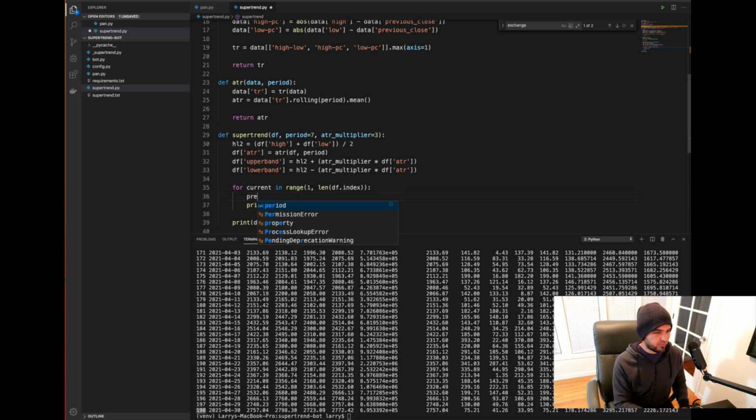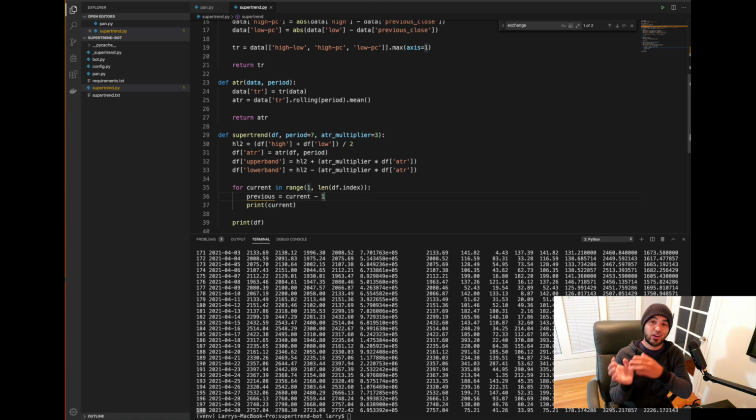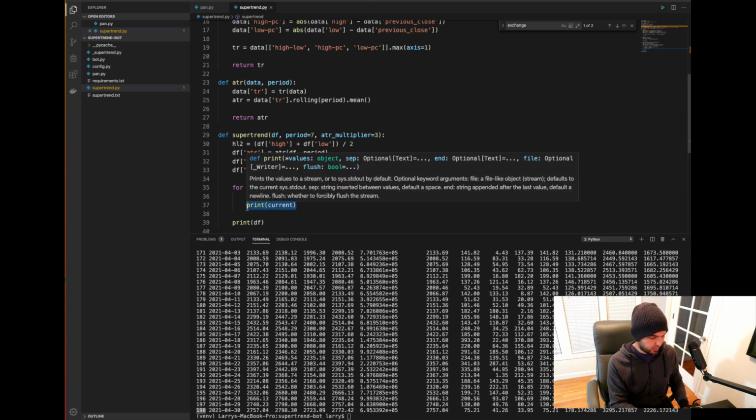So I'm going to create another variable called previous. And the previous is just current minus 1. There are a lot of cases in this algorithm where I'm comparing the current band to the value of the previous. So I'm going to keep track of an index for the current and an index for the previous.